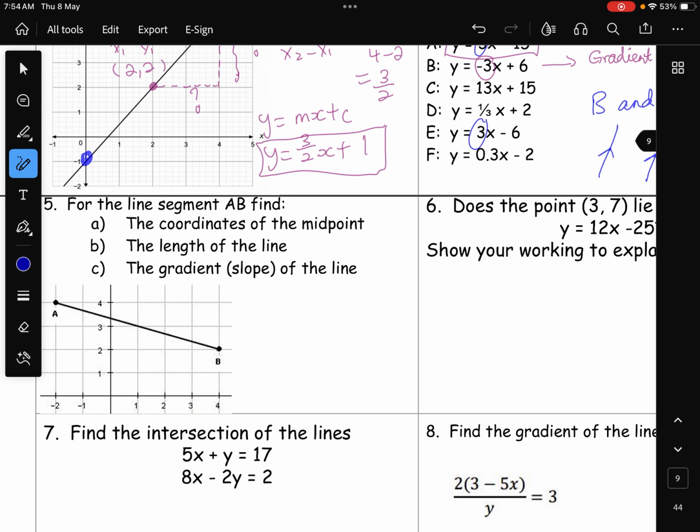Okay, now, if we want to find AB and the coordinates of the midpoint, the midpoint is obviously the middle between 2 points on the line. If you write the coordinates for A, it is (-2, 4), and for B, when you read off the coordinates, again read off the x first before the y, so this becomes (4, 2).